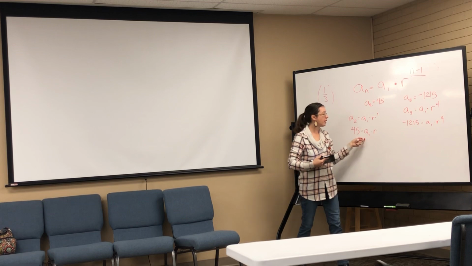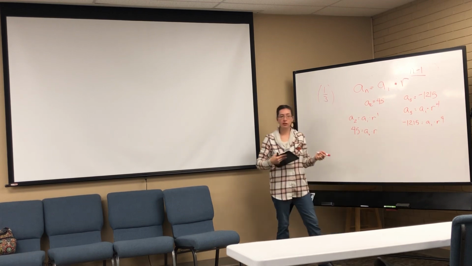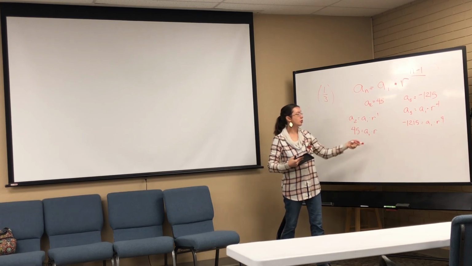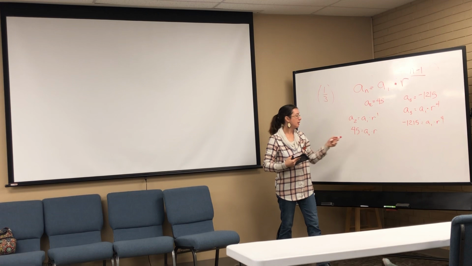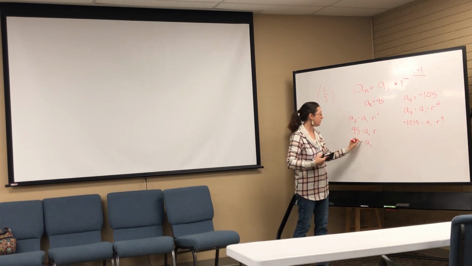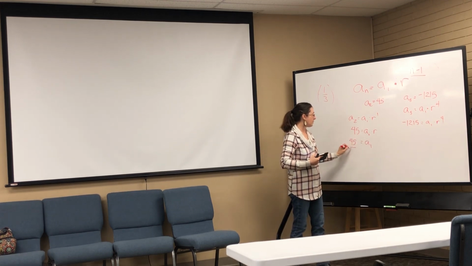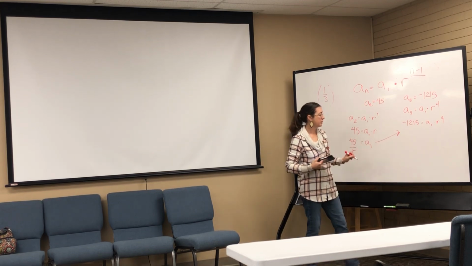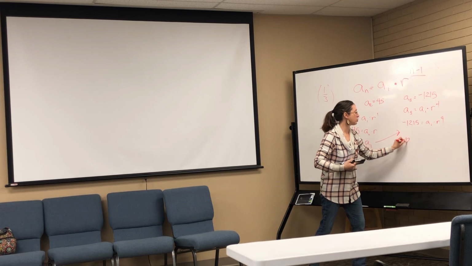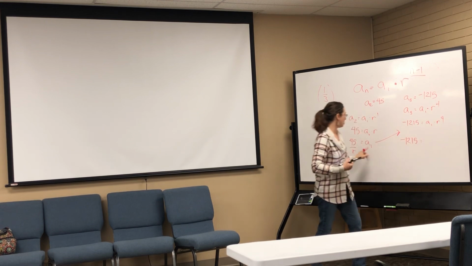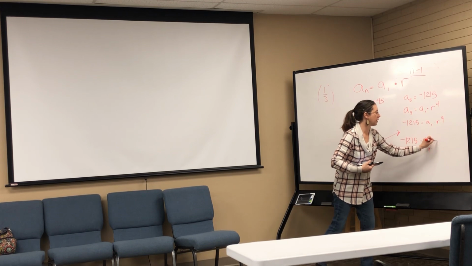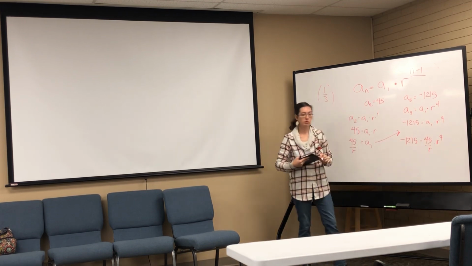I have two variables and two equations. Can we solve this? Sure. Yes. Okay. So we're going to use substitution here. Let's solve for a sub 1. It equals 45 over r. It gets plugged into the second one. So now we have negative 1215 equals 45 over r times r to the fourth.